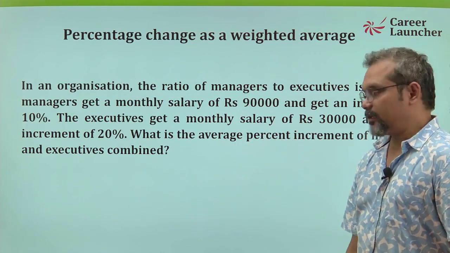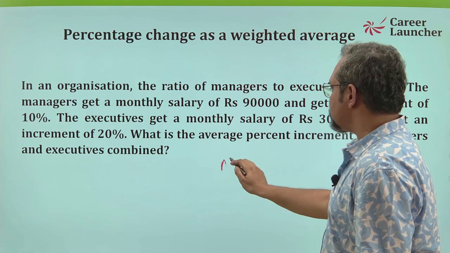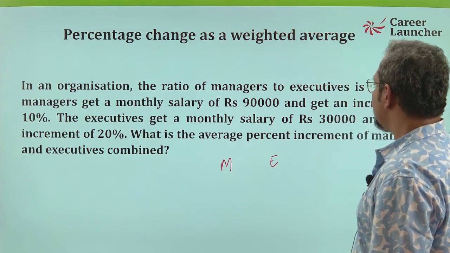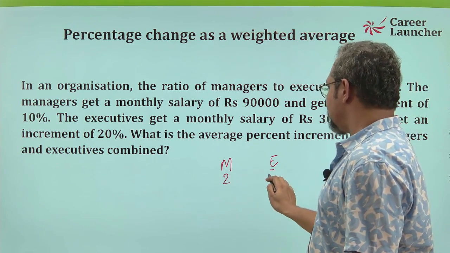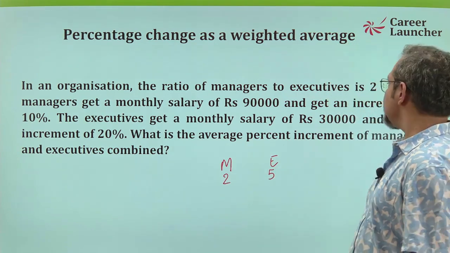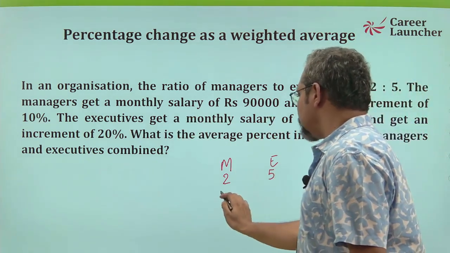A pretty big question here. There are some managers and some executives. There are 2 managers for every 5 executives. That's given. The managers get a salary of 90,000.